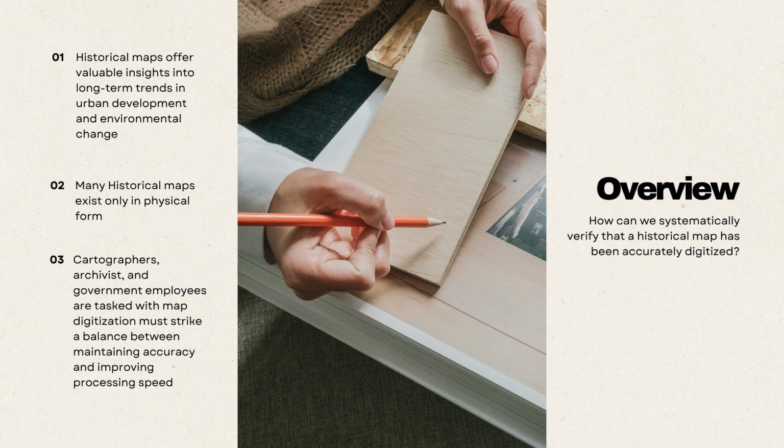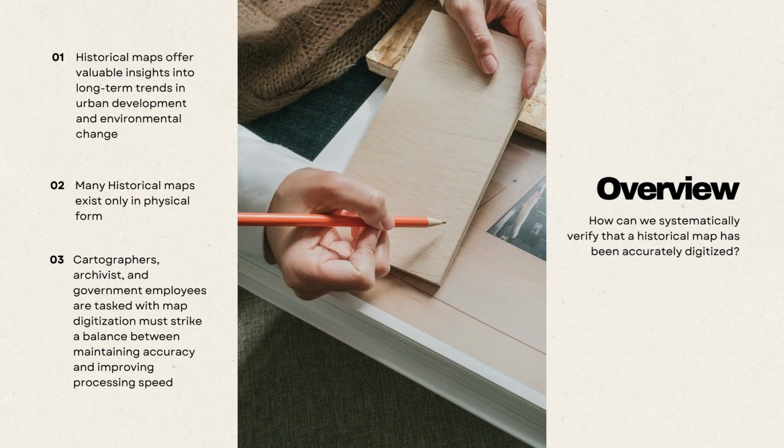Historical maps are incredibly valuable. They give us a window into long term trends in urban development and environmental change, showing how cities grew and landscapes shifted over decades. The problem is that many of these maps exist only in physical form, and digitizing them is a balancing act between maintaining accuracy and keeping the process efficient. Errors can creep in at every step, and right now, every step requires manual review.